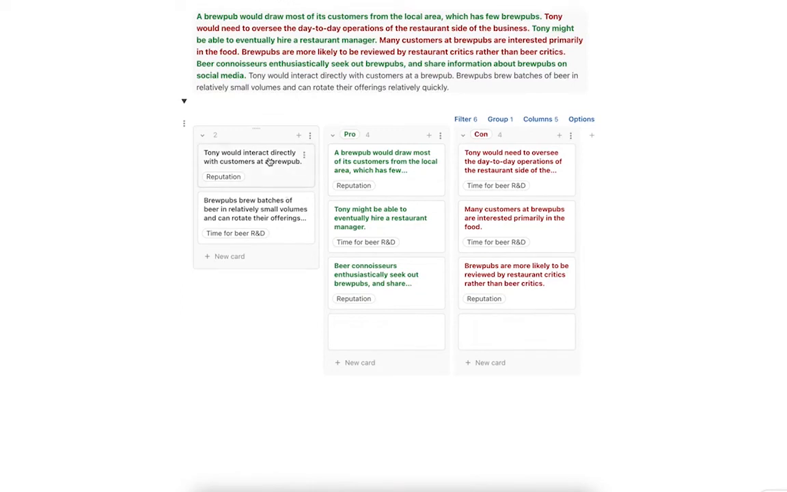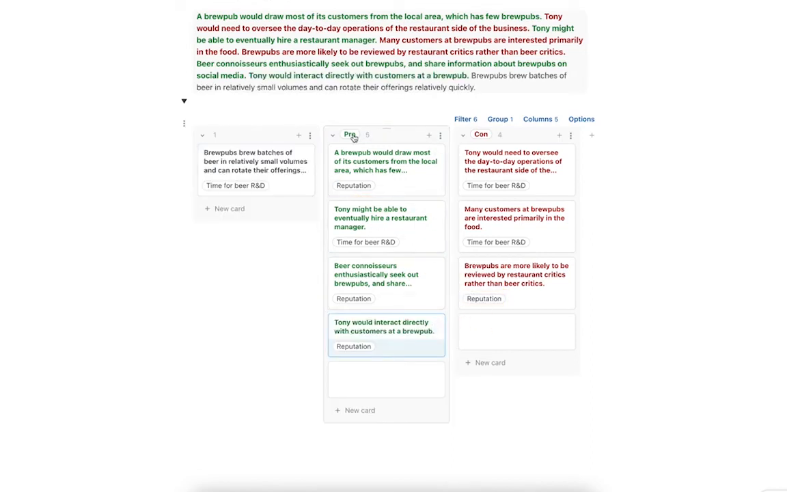Tony would interact directly with customers at a brew pub. This sentence is highly interpretable, but I'll say that if he interacts with customers, it's going to be easier for him to develop a reputation among beer connoisseurs because some of his customers are going to be connoisseurs and Tony has a chance to charm the pants off of them. So I'll drag it over here to the pros.